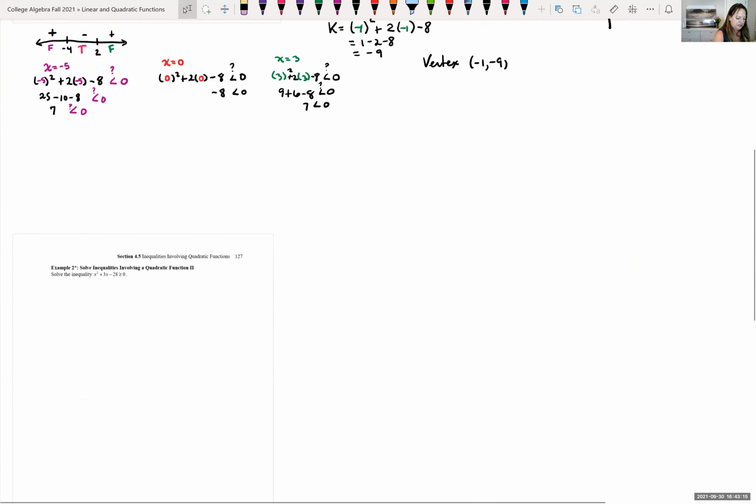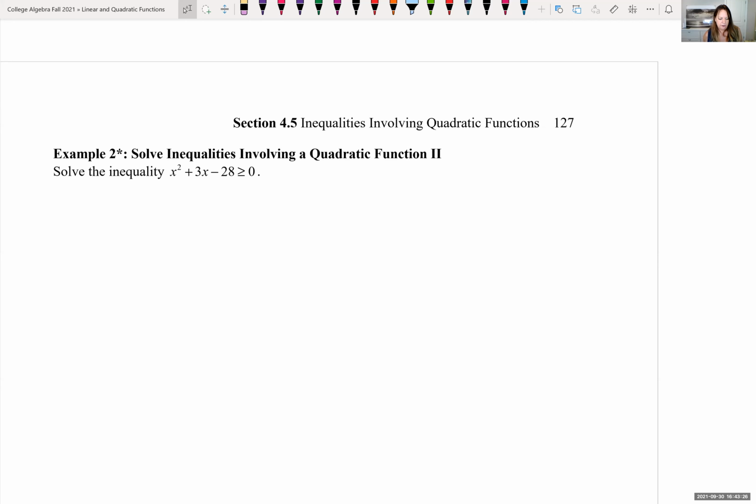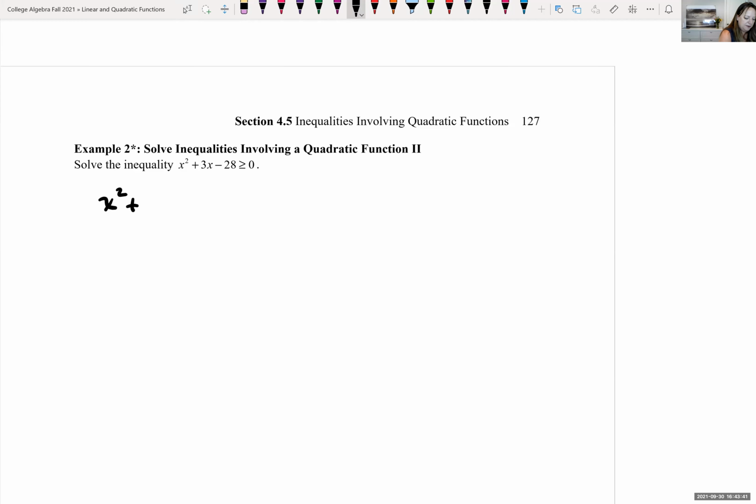So there's one more example. Let's see if we can get through it. Solve the inequality x squared plus 3x minus 28 is greater than or equal to 0. I'm going to do this graphing just because we were looking at graphing earlier today. Although now I'm looking at it, maybe deciding I shouldn't have done that.